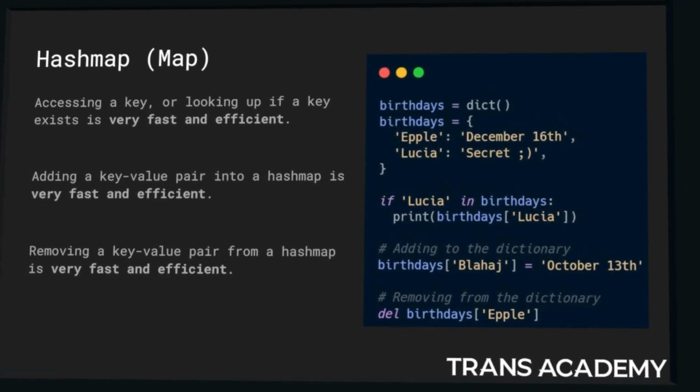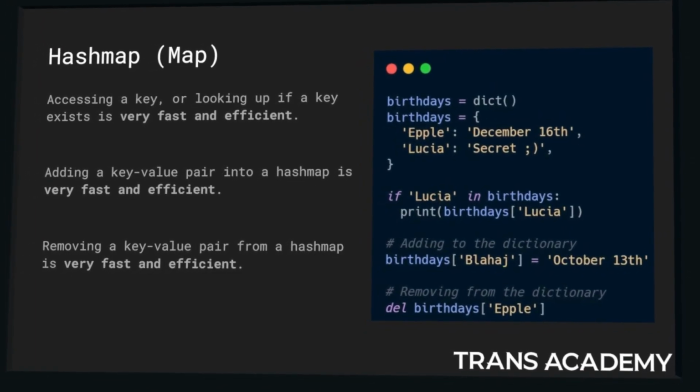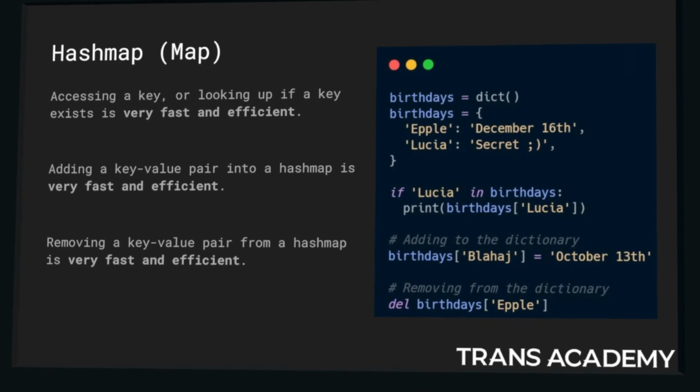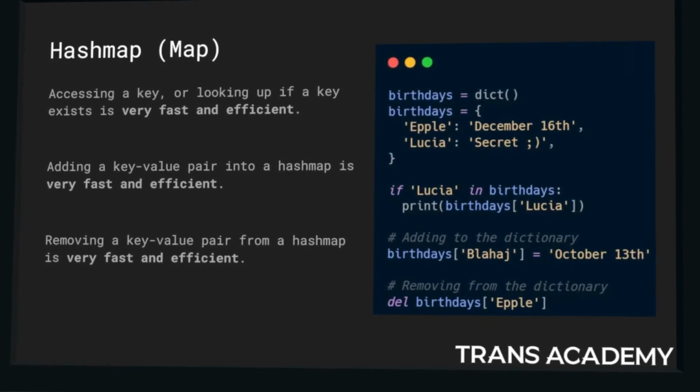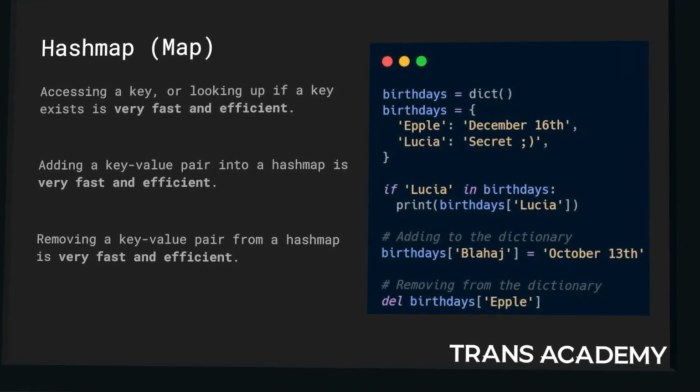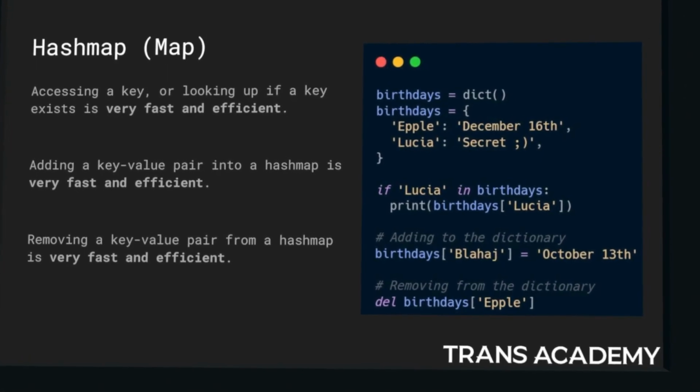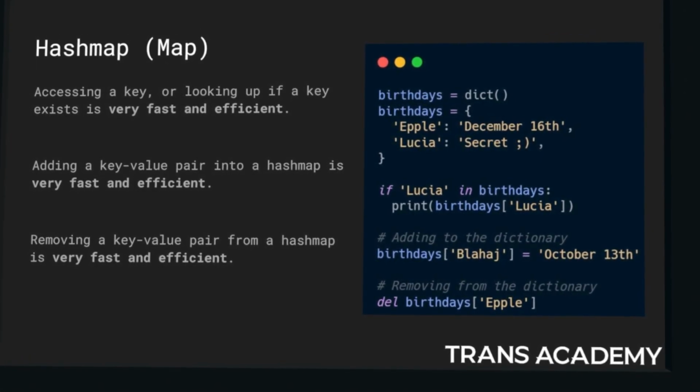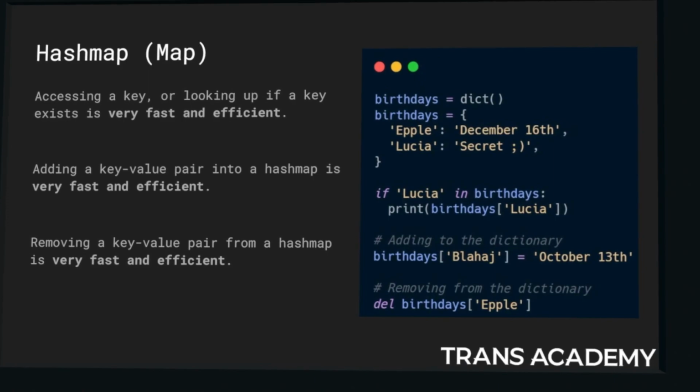Let's go through the code example. Yes, it is O of 1. My apologies, I said O of n. You are correct. Thank you for catching me on that. There's a huge difference between those.